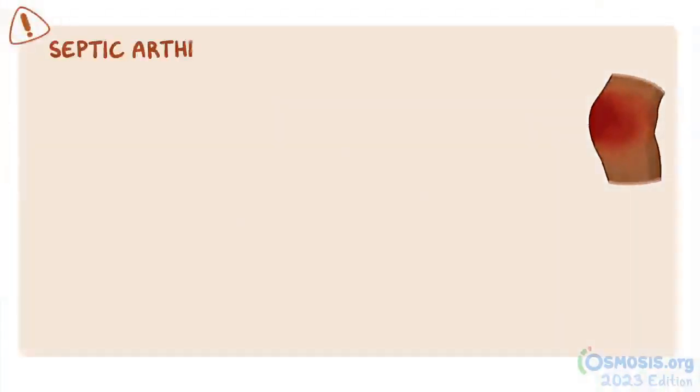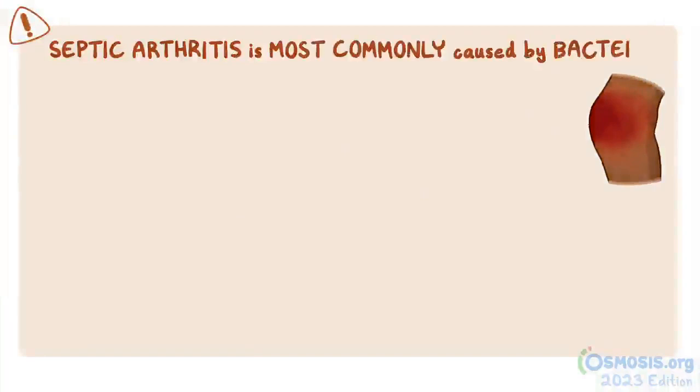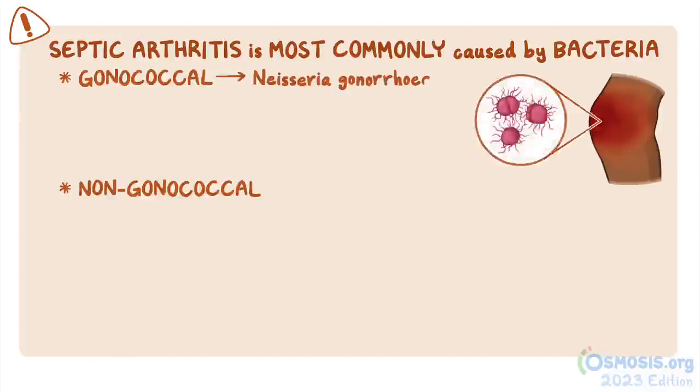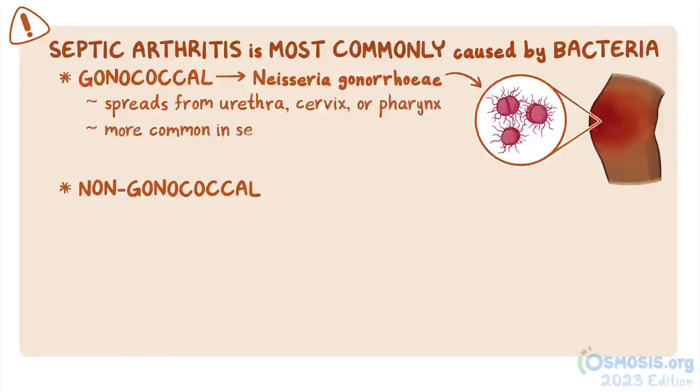Now, here's a high-yield fact to keep in mind. Septic arthritis is most commonly caused by bacteria, and based on the pathogen that's causing it, septic arthritis can be further subdivided into gonococcal and non-gonococcal. Gonococcal arthritis is caused by Neisseria gonorrhoeae, which typically spreads hematogenously from the initial infection of the urethra, cervix, or even pharynx. Remember that this is more common in sexually active adolescents and young adults.